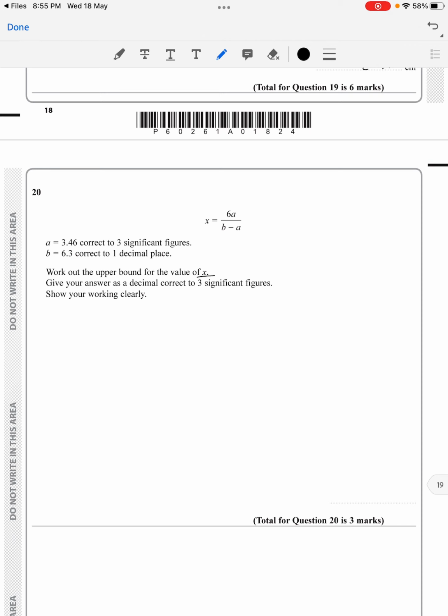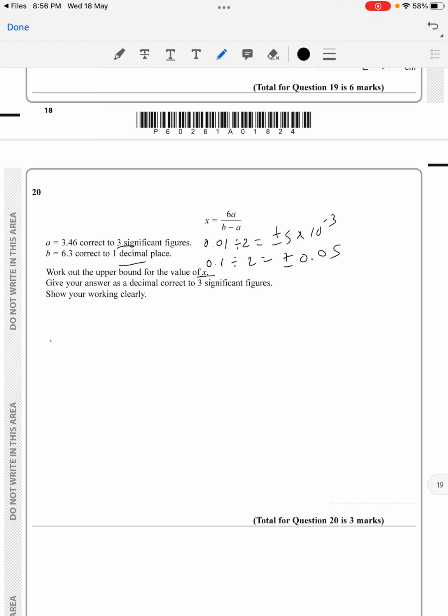Next question is: work out the upper bound for the value x. Since this is 3 significant figures, you have 0.01 all divided by 2. This is some good revision, so you get plus or minus 0.5 times 10 raised to the power of minus 3. Since it's 1 decimal place, it's 0.1 divided by 2. That should give you plus or minus 0.05.